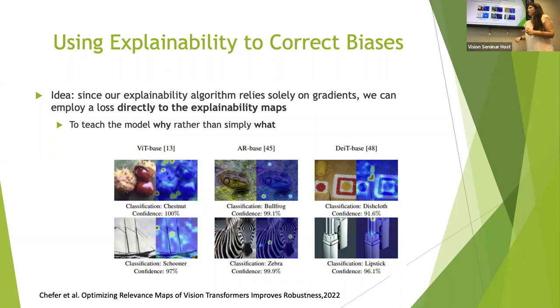So here you see some spurious correlations that the model uses. So for example, here the model classified the image as a chestnut with a confidence of 100% based on just the background pixels, not even one focal pixel. And here a very sparse consideration of the zebra gives us a confidence of 99.9% that this is a zebra. So really behavior that we would want to discourage.